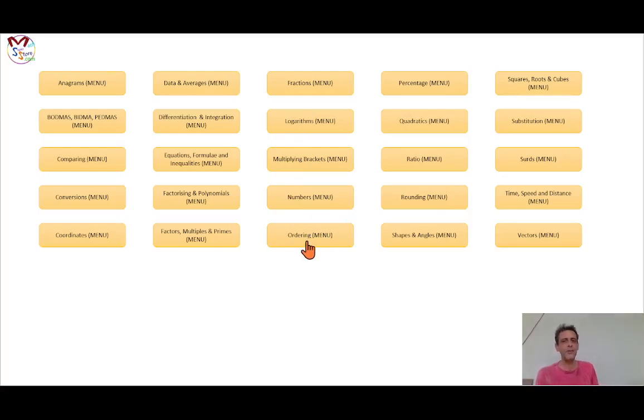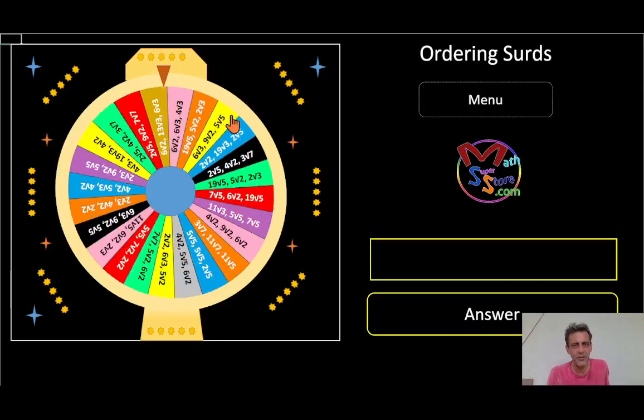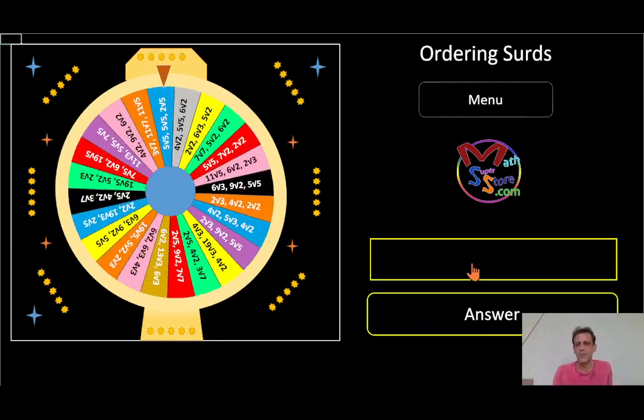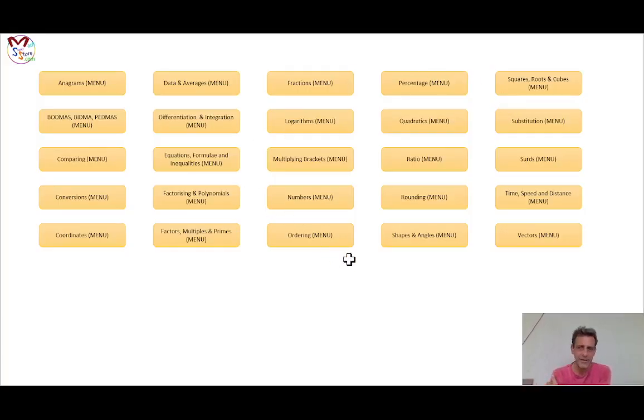Okay, ordering menu. I'll quickly go through this. These orderings are ordering numbers, that's on the numbers menu. Ordering fractions is there on the fractions menu. Ordering BODMAS, and we've got all these, and also ordering surds. When it comes to surds, there'll be an option for ordering surds. You work out the surds properly, so it'll be square roots of whatever it is, and then put them in order. There we go. And that's ordering.